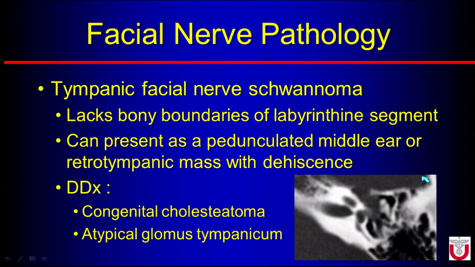So next we have the tympanic segment. So here we have a very thin-walled segment just under the lateral semicircular canal. So as you can imagine, a lesion at this location, as it enlarges, it may pedunculate and extend down into the middle ear itself. So here's an axial CT.